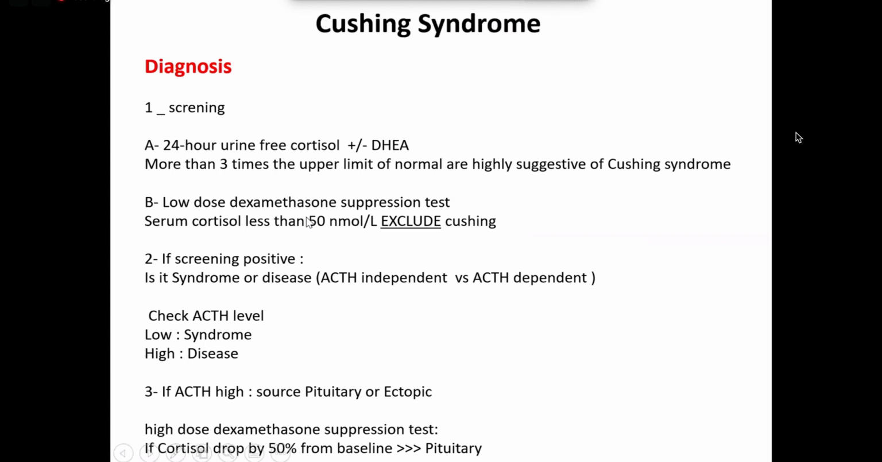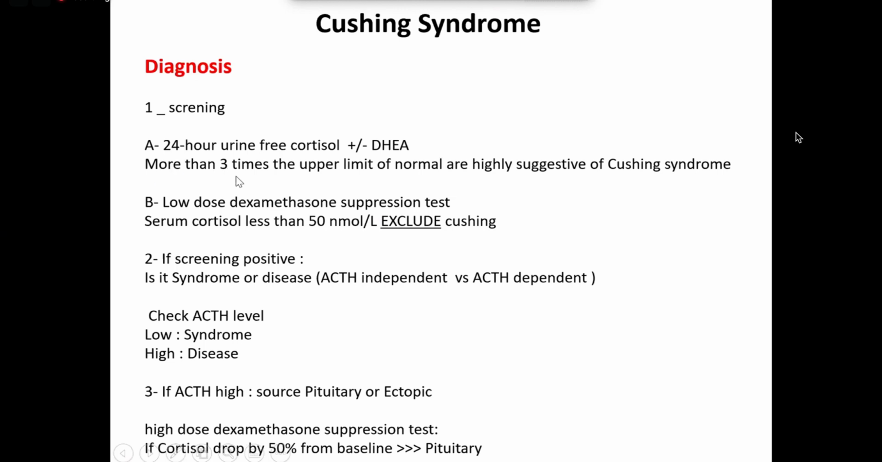And the most important point in Cushing is the diagnosis. Whenever we suspect Cushing syndrome in a patient, we have to start with a screening test. And we have actually three screening tests. The first one is the 24-hour urine free cortisol. So we ask the patient to collect the urine and we check the cortisol level.